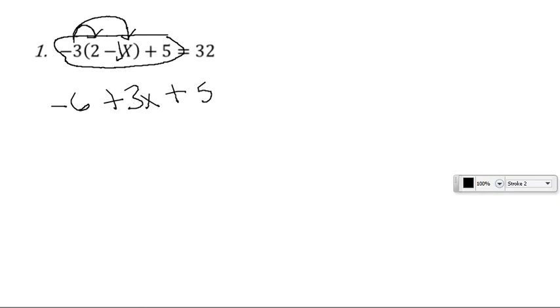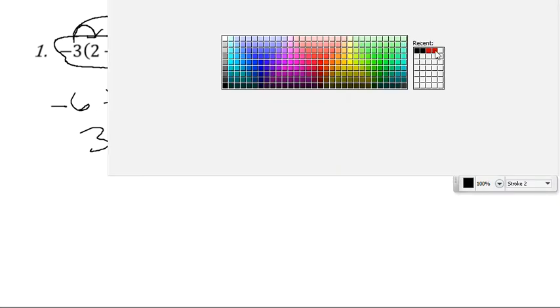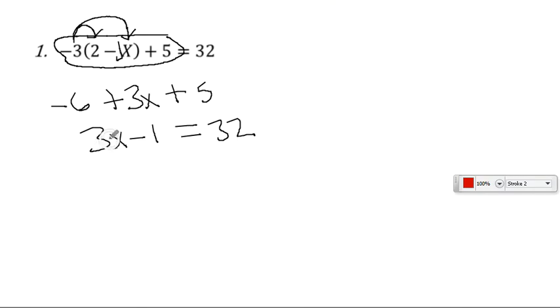We're not done simplifying this left side yet. We can combine the negative 6 and the positive 5 and make that negative 1. So we have 3x minus 1 equal to 32. Okay, now from there, this is just a two-step equation. We're solving for the x. In order to get the x by itself, there are 2 things we need to get rid of. We need to get rid of this minus 1. We also need to get rid of this multiplication of 3.